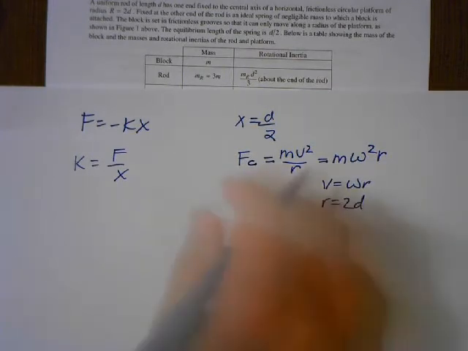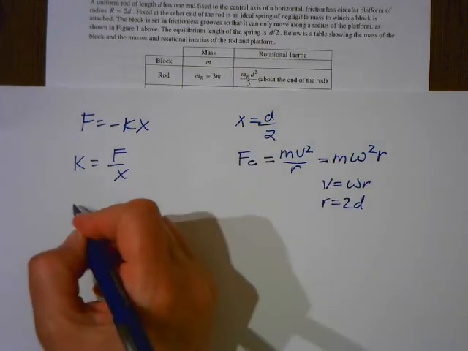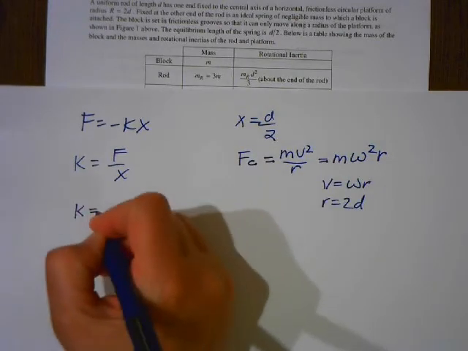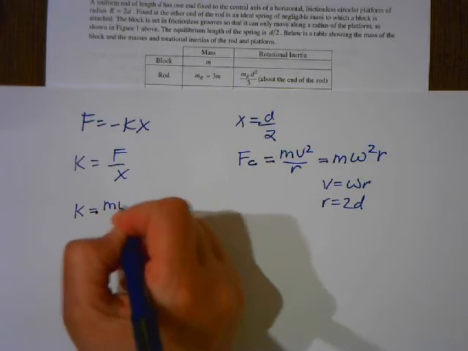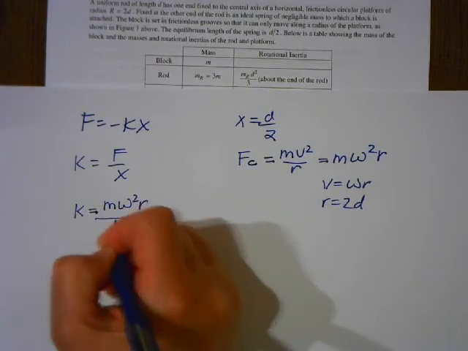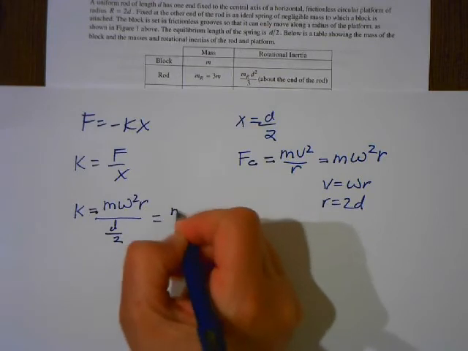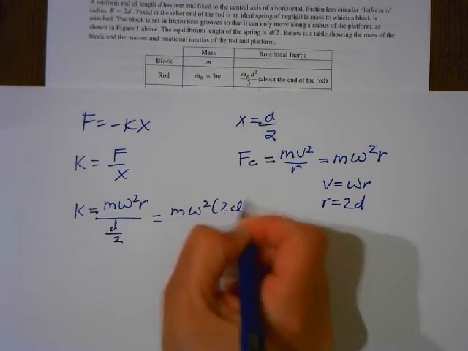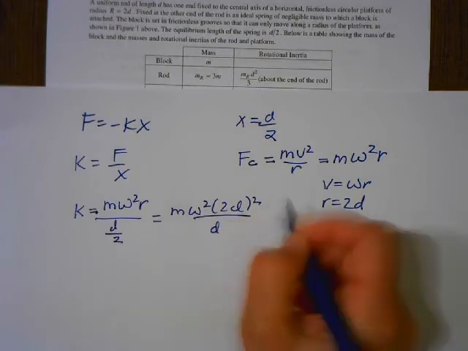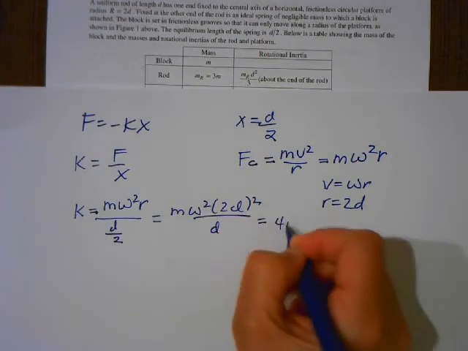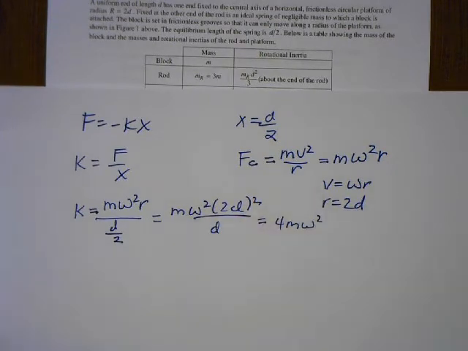So when I put all this stuff together, and that's why I'm doing the first part for you, the spring constant k is m omega squared r over d over 2. Then I substitute the r for the d, so I get m omega squared 2d squared over d, and then I simplify all that, and it's m omega squared. Once you start doing this, you say, hey, this really isn't so bad. But you don't look at the picture and have a heart attack.